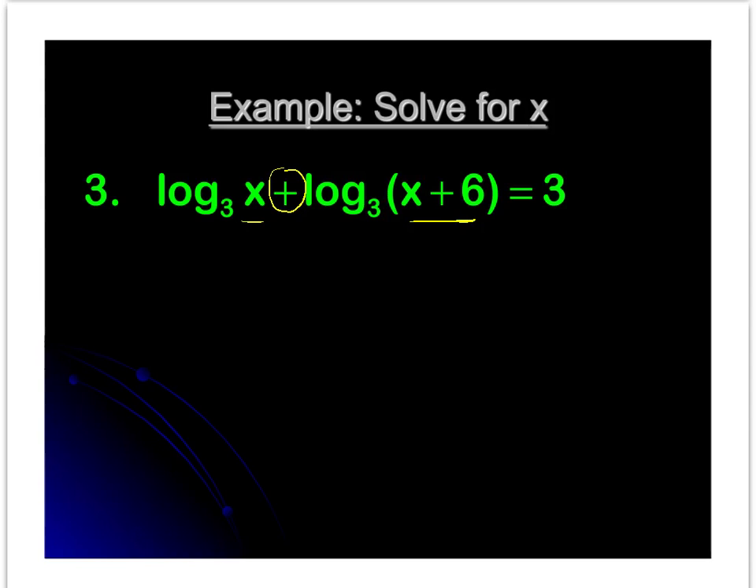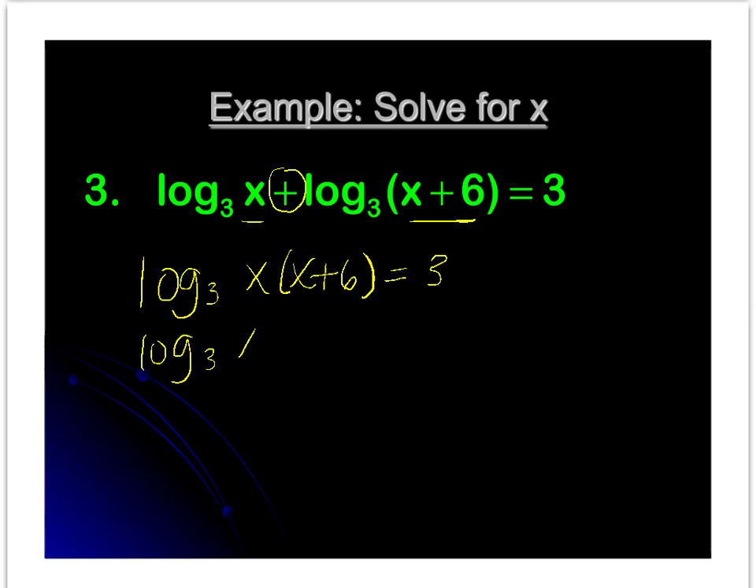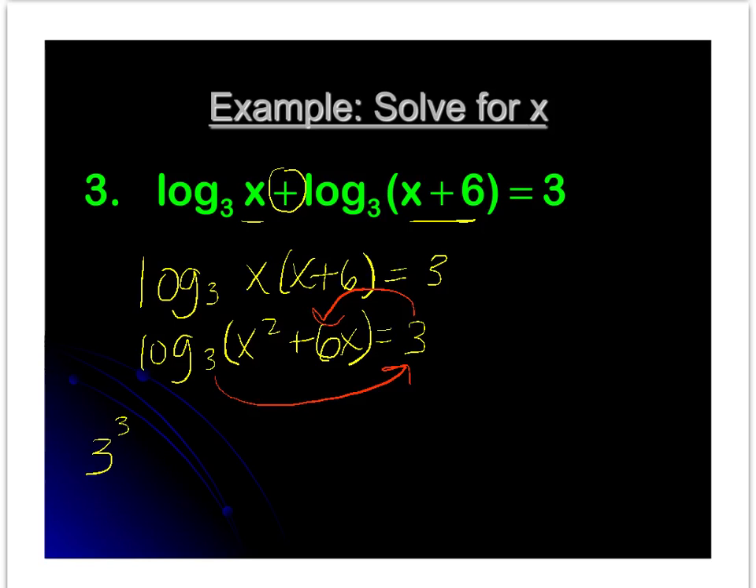Since these logs are being added, we can multiply those. So this becomes the log base 3 of x times x plus 6 equals 3. In other words, the log base 3 of x squared plus 6x. And now that we're down to just a single log on the left side, we can start to loop. So remember, we take the small number and go over and back. So when we rewrite this, we get 3 cubed equals x squared plus 6x. 3 cubed is 27. So now we have a quadratic.